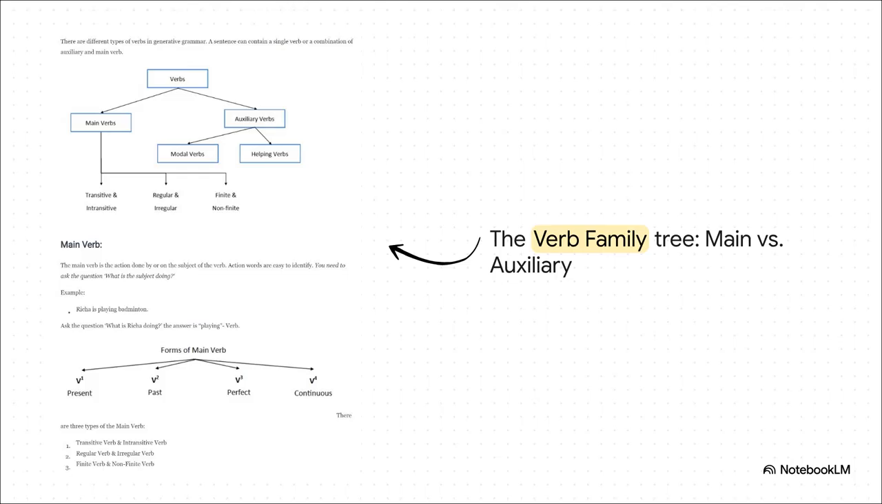Before we really get into the weeds here, I want to mentally anchor you with the basic verb family tree. Notice the split right at the top of the hierarchy between main verbs and auxiliary verbs. Main verbs provide the core action. They tell us what the subject is actually doing. Auxiliary verbs, on the other hand, sit right next to the main verbs just to assist. They give functional meaning to the clause, like expressing the tense or the mood. Definitely keep this fundamental split in mind as we navigate through the rest of the rules.